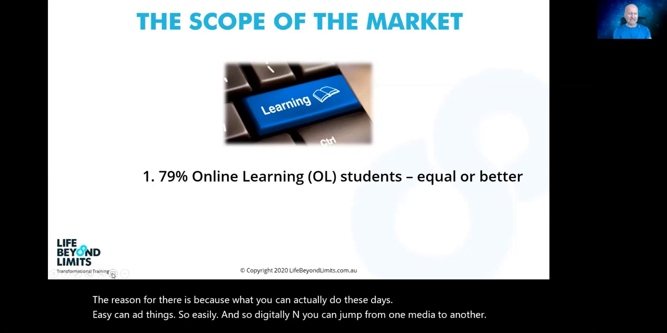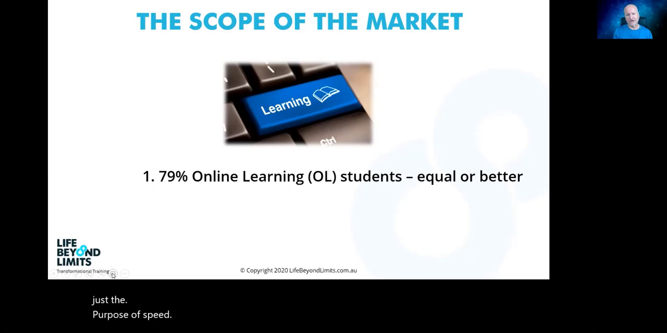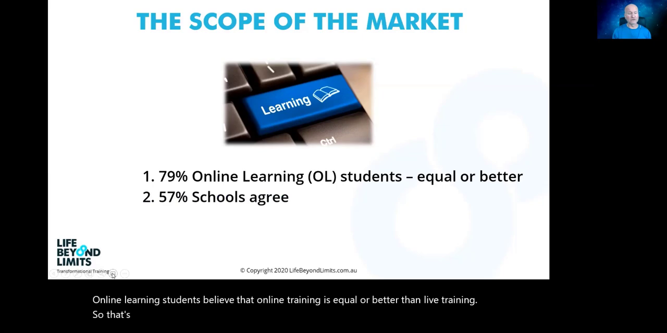This statistic says that 79% of online learning (OL, just for the purpose of speed) students believe that online training is equal or better than live training. That's a pretty big percent, and it's beginning to grow enormously. The interesting fact is 57% of schools agree, when you would imagine it goes against their model. So it surprised me.